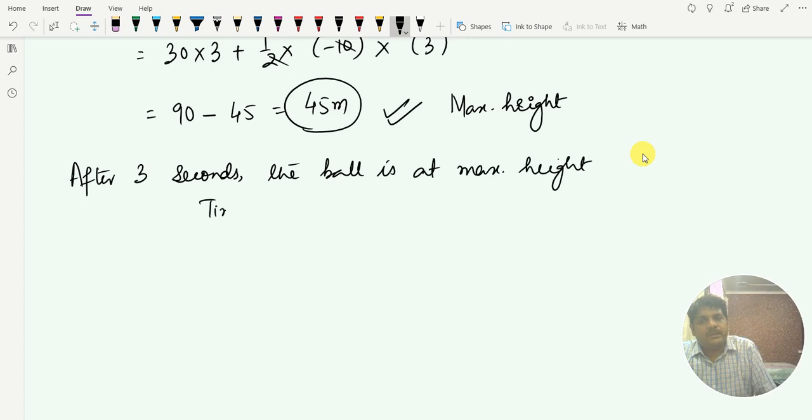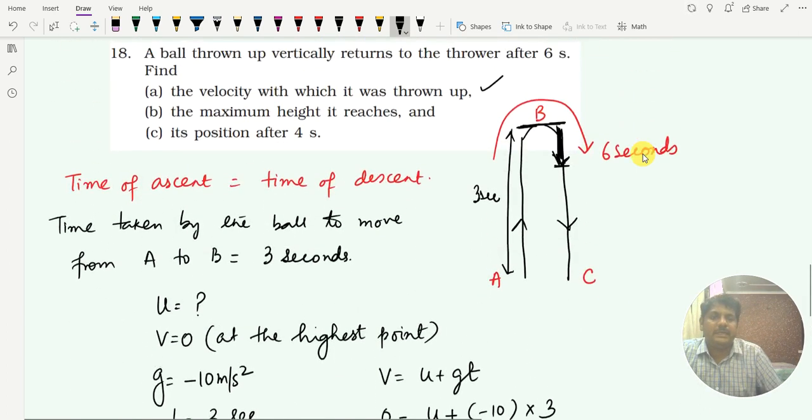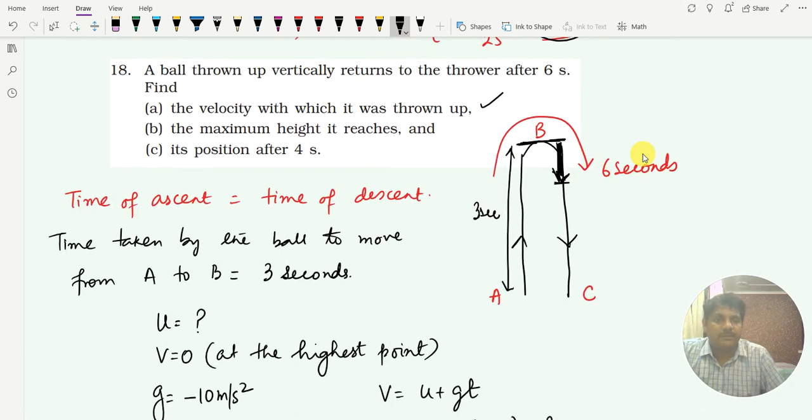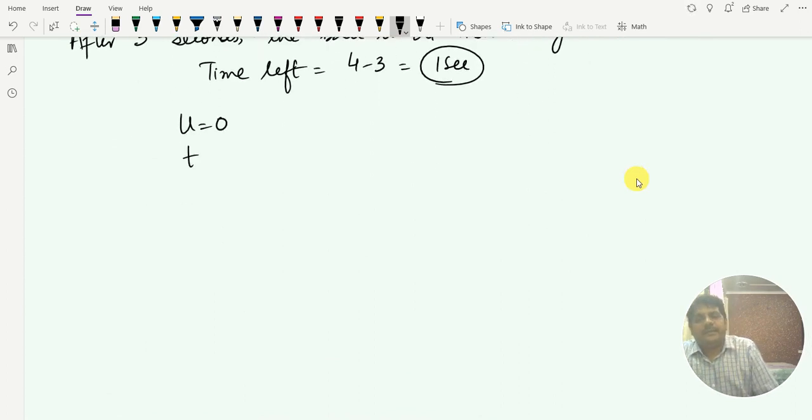So time left कितना हो गया? Time left is equal to 4 minus 3. So it is 1 second. So we have to find out the distance traveled in the last 1 second. लास्ट 1 सेकंड में क्या होगा? u is equal to 0 होगा क्योंकि वो मैक्सिमम हाइट से नीचे आ रहा है. It is coming downwards from the maximum height. So at this point u is equal to 0. Time is equal to 1 second.